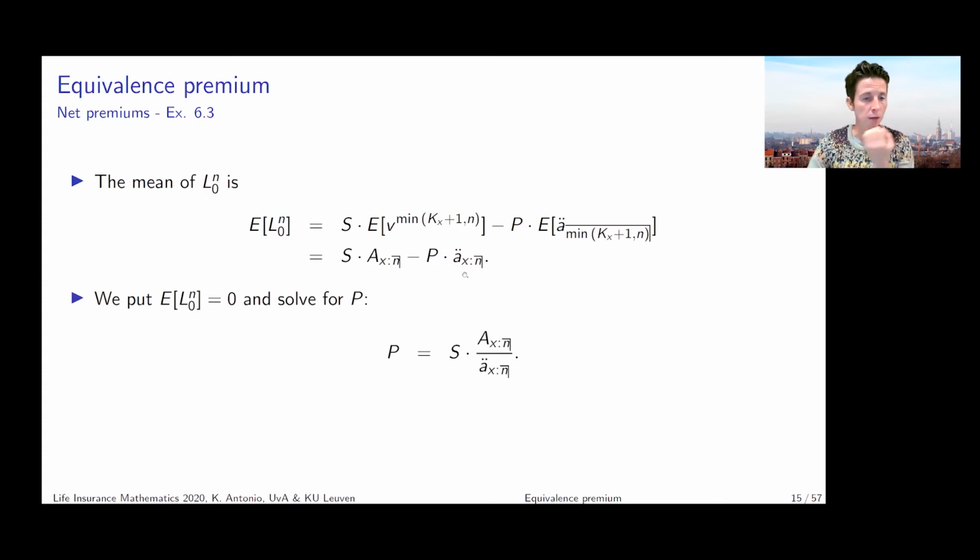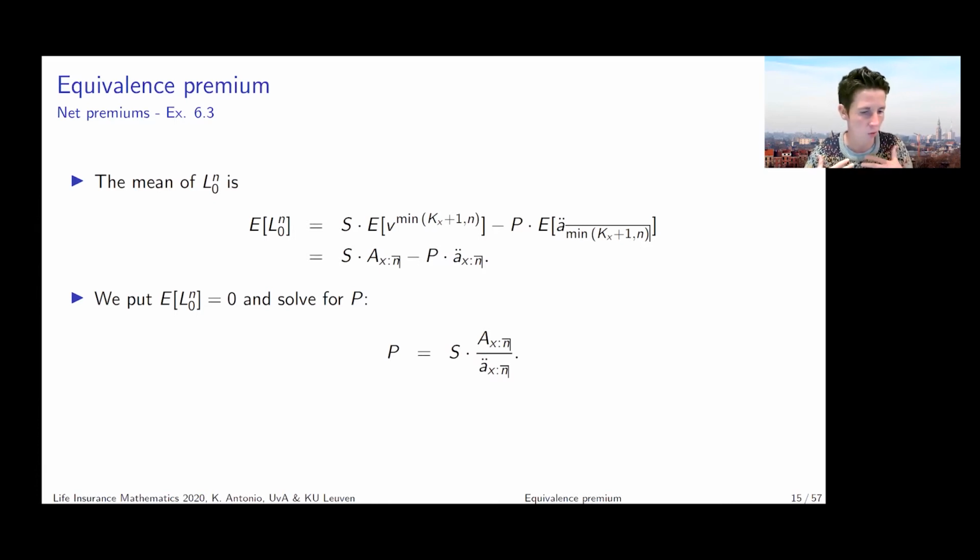I put this equal to 0, I solve for P, and this is the premium I should charge, technically, to have this equilibrium between the EPV of the benefits and the EPV of the premium income. So this is how you can calculate a premium.